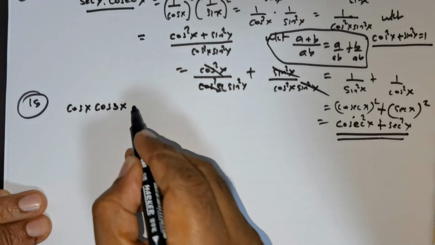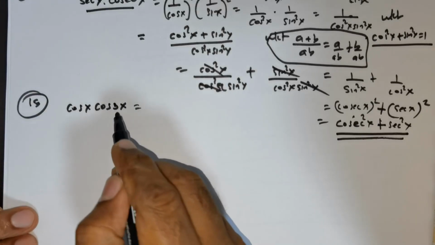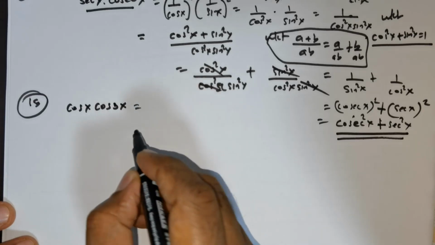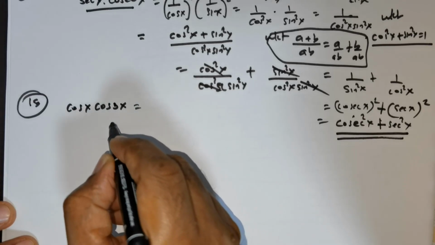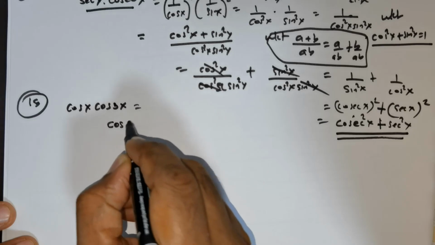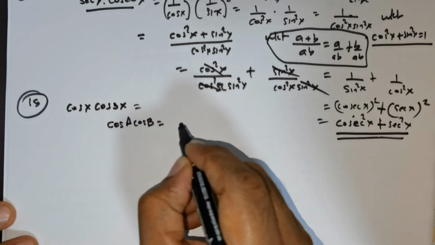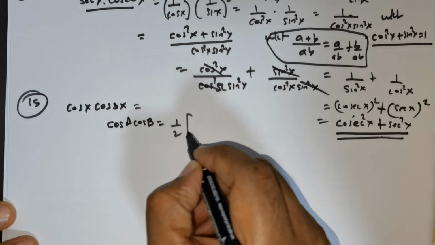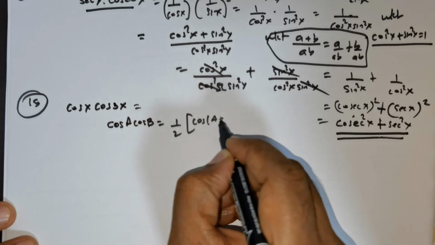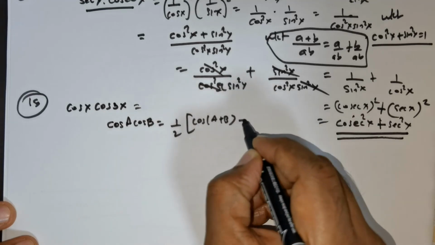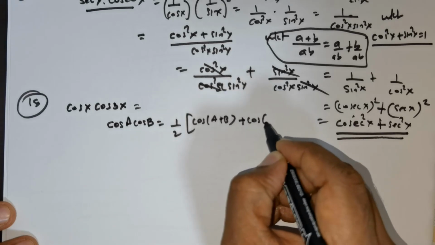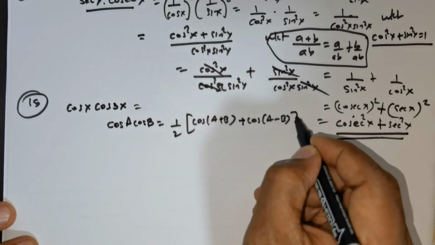This is the next question. We have to write cos x times cos 3x as sum of terms. Now for this I would be utilizing this all important formula. Cos A times cos B is equal to 1 over 2 times cos of A plus B plus cos of A minus B.